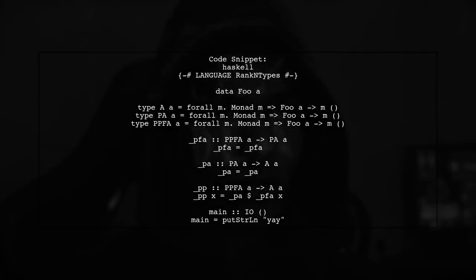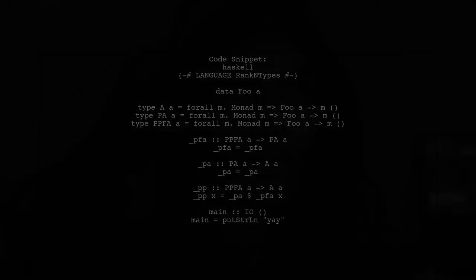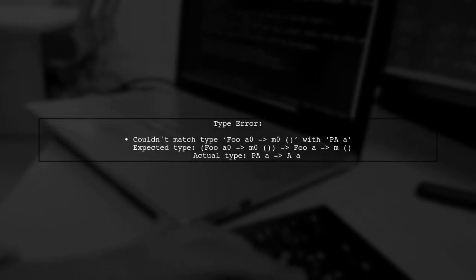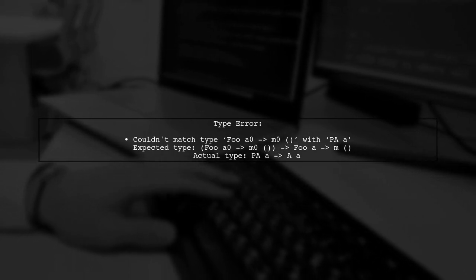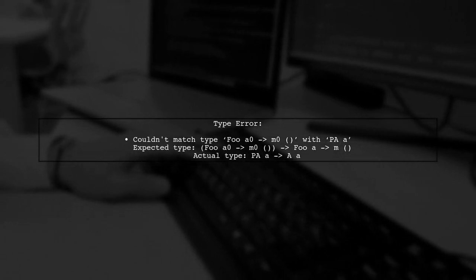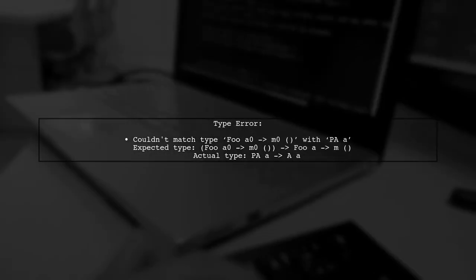Let's explore the concept of function composition with polymorphic types in Haskell. We begin with the code snippet that type checks correctly. In this code, we notice that the function pp is defined as pp x equals pa applied to pfa x. However, when we try to simplify this to pp equals pa composed with pfa, we encounter a type error.